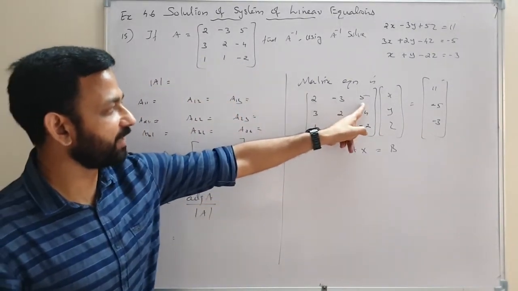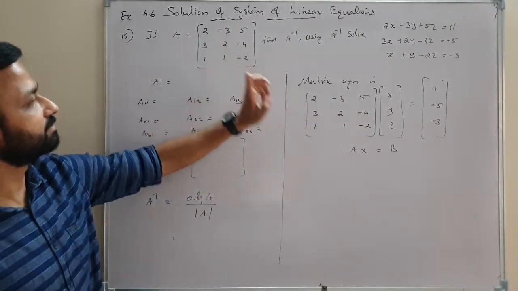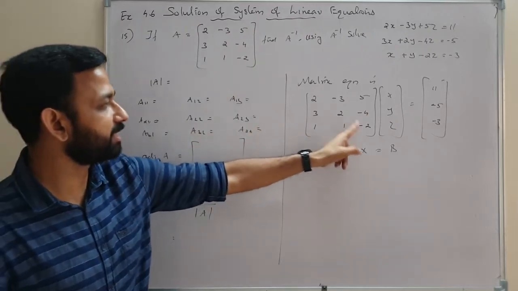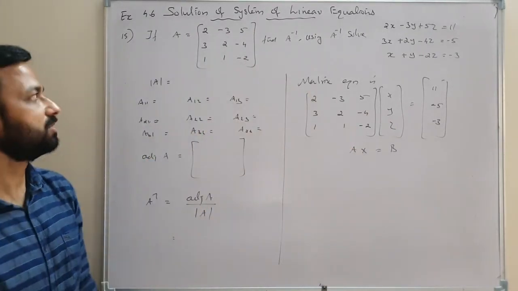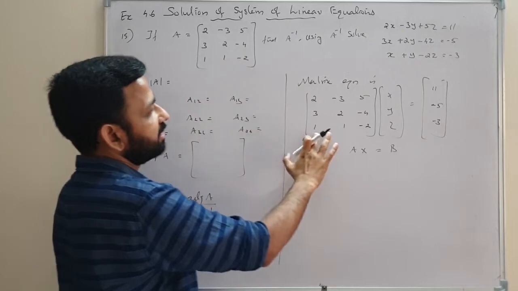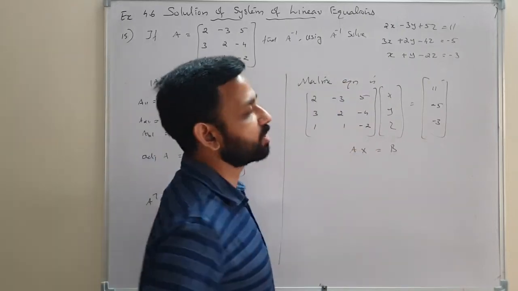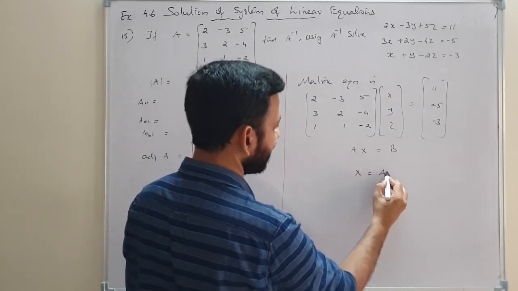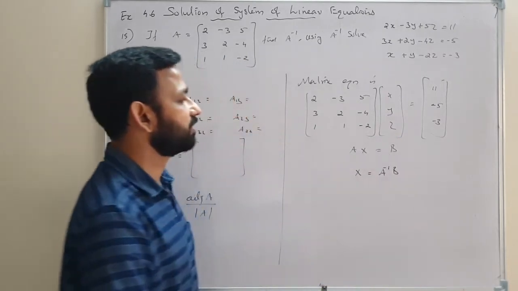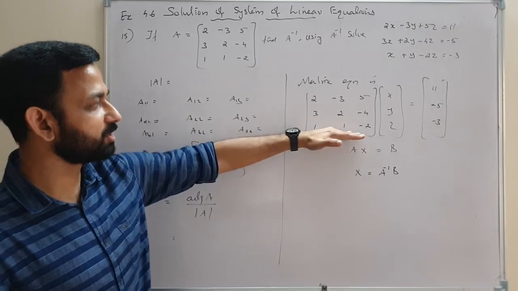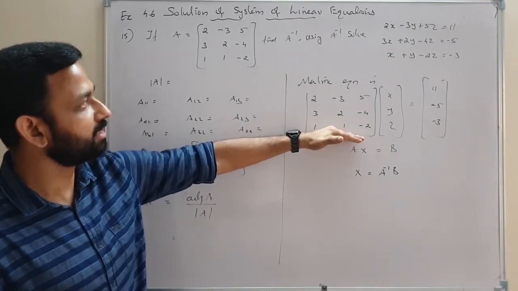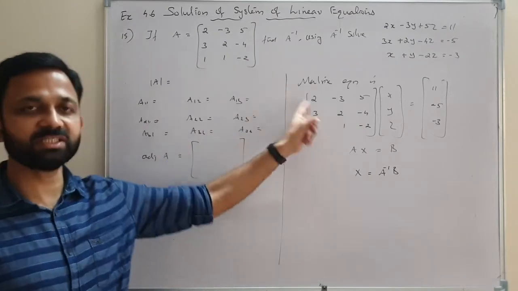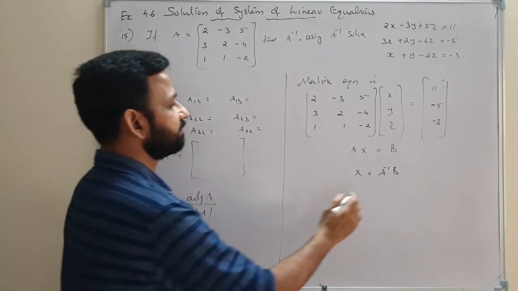A is 2 minus 3 5, 3 2 minus 4, 1 1 minus 2. So the given A and the A in the matrix equation are both the same. So when we find the solution of this equation, x is equal to A inverse into B. When we find the inverse of A, there is no need to find it again because we already got A inverse, since both the matrices are the same. So that same A inverse we will write here.